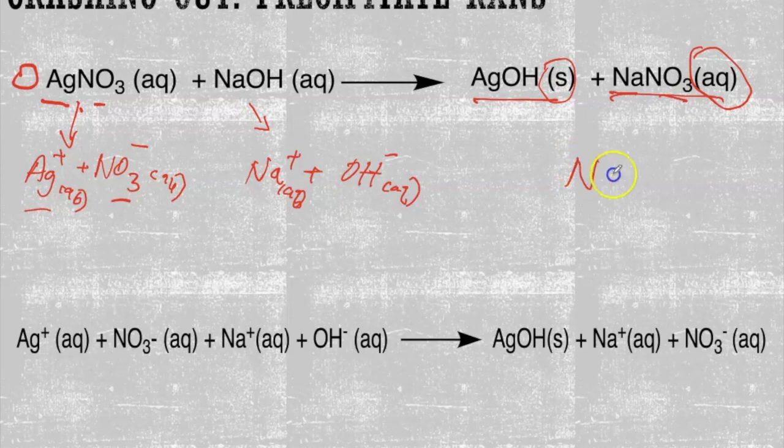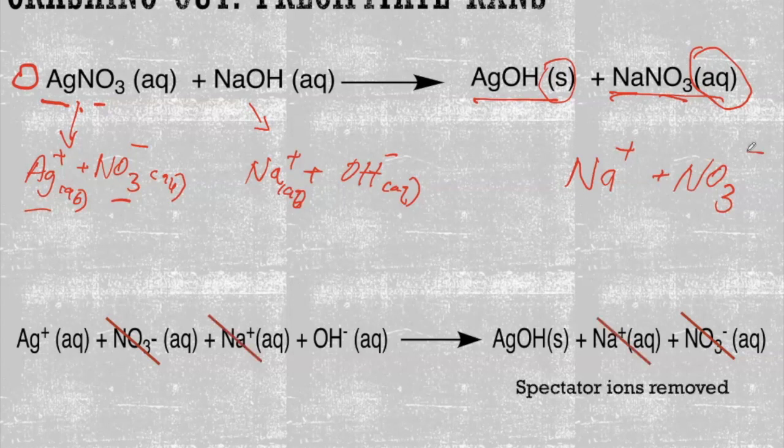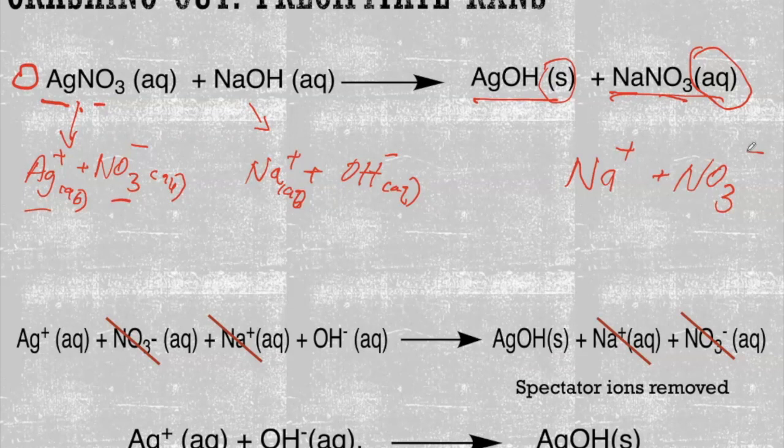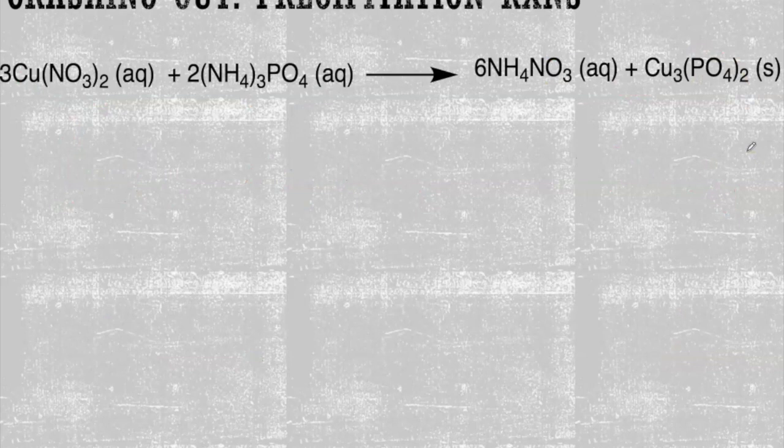And again, sodium is +1, nitrate is -1, and we know that from the other side. So the ratio stays the same. So when we look at now our ionic equation, and we eliminate spectator ions, we eliminate nitrate because it's found on both sides, we'll eliminate the sodium, and we're left with silver hydroxide. Silver ions plus hydroxide ions give us silver hydroxide.